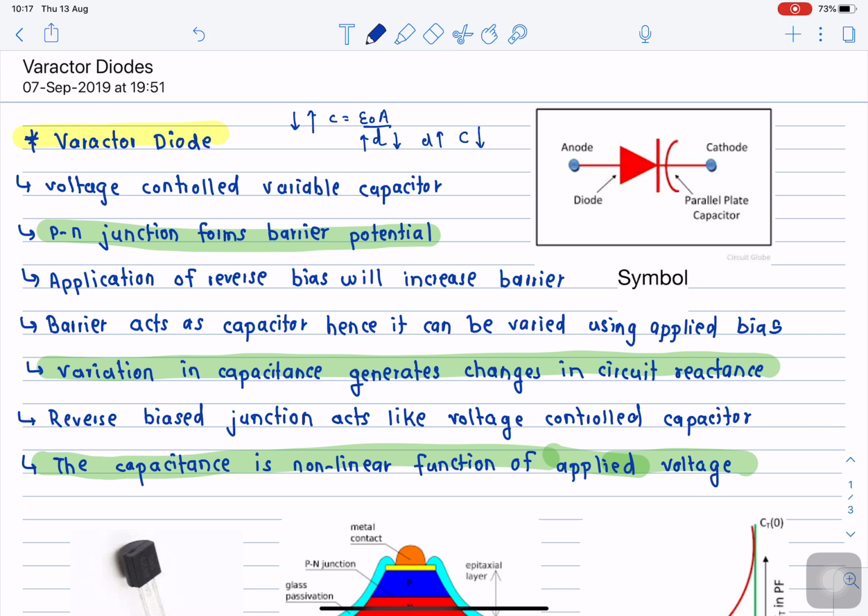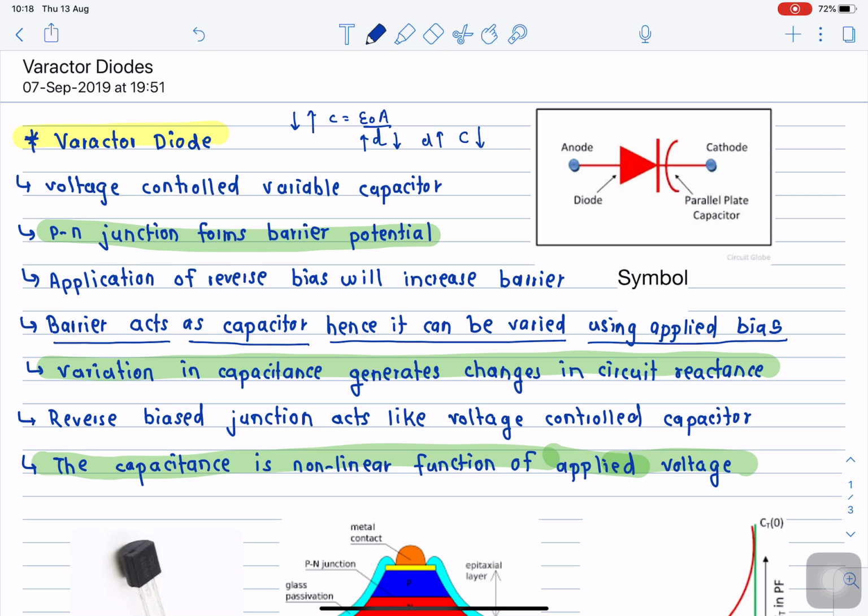And here the PN junction is going to form a barrier potential. Now when we apply a reverse bias across the diode, it will increase the barrier width, right? And the barrier acts as a capacitor. So this sentence is very important. The barrier acts as a capacitor, and hence the capacitance can be varied by using the applied bias.